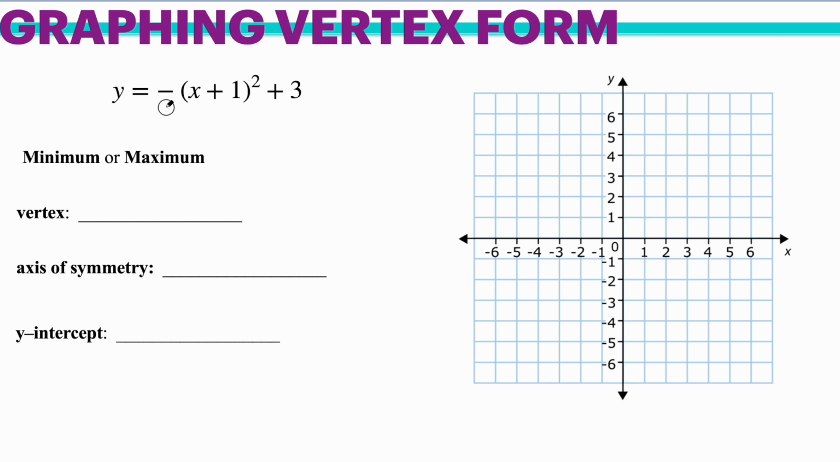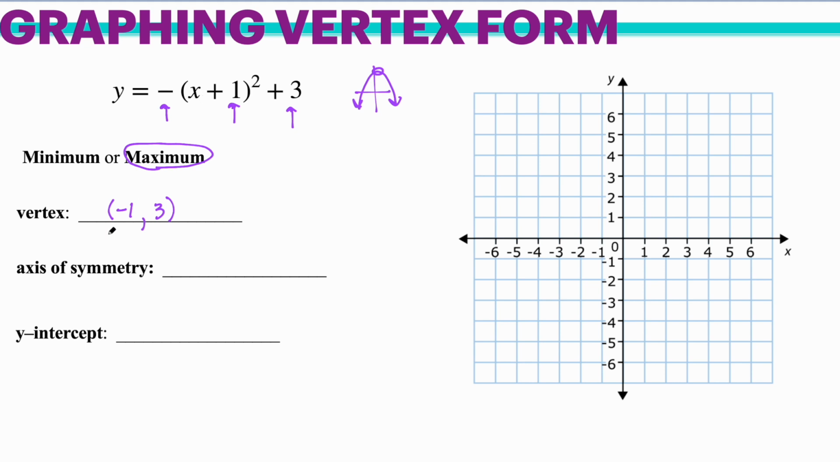Okay, so the first thing I notice is that there is a negative in front, which means that the parabola is going to open down, so the vertex up there is going to be a maximum value. And then the vertex is going to be the opposite of the inside. Since that is a +1, it is going to be a -1. And then the outside number is just going to be what it is.